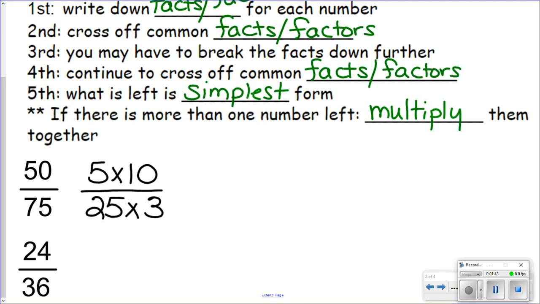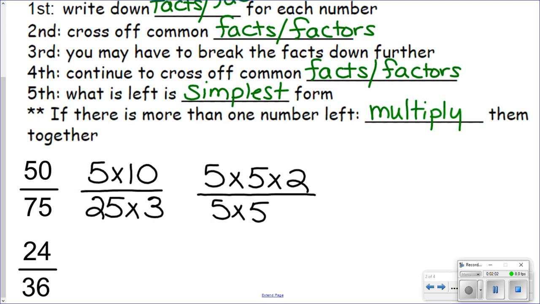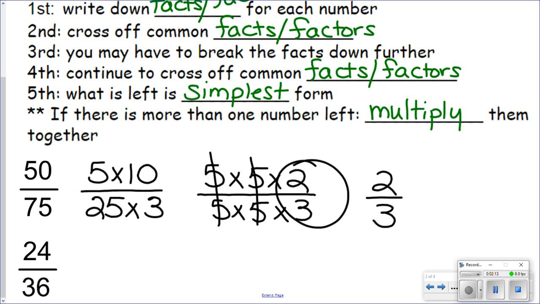Step 2: there are no common factors to cross off, so I'm going to continue to break down some of the numbers. I can keep the 5 because I do not need to write 5 times 1. 10 becomes 5 times 2. 25 is 5 times 5, and we can leave the 3. At this point, I can get rid of the 5's, and I'm left with 2/3. 2/3 is my simplest form.